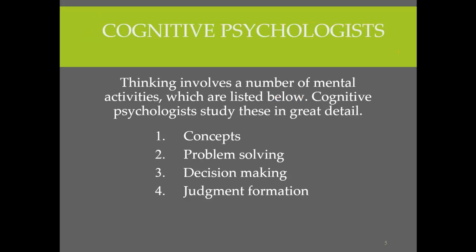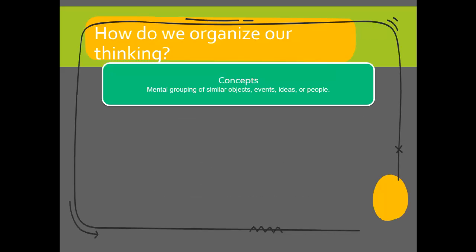Cognitive psychologists break thinking down into a few different mental activities, including concepts, problem solving, decision making, and judgment formation. So how do we organize what we think about? We form concepts. A concept is just a mental grouping of similar objects, events, ideas, or people. Basically, all the things that we know, those are concepts.